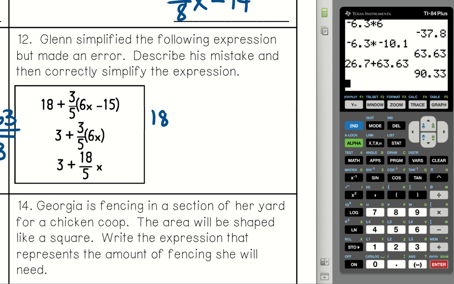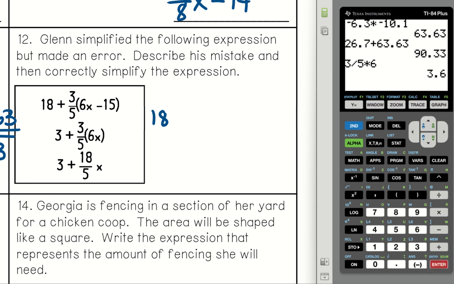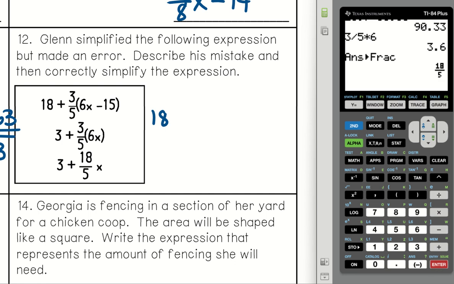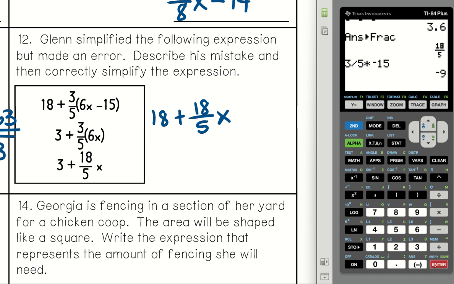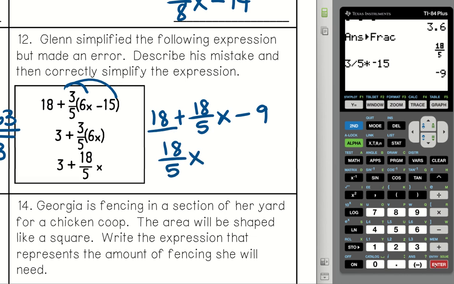So 3/5 times 6x, so 3/5 times 6. And I'm going to hit math, enter, enter. So that's going to be positive 18/5x. And then 3/5 times a negative 15 is negative 9. So we distributed the 3/5 to both sets of parentheses. Now we combine like terms. The only x's I have are 18/5x. And then we have our constants, 18 minus 9, which is going to be plus 9.